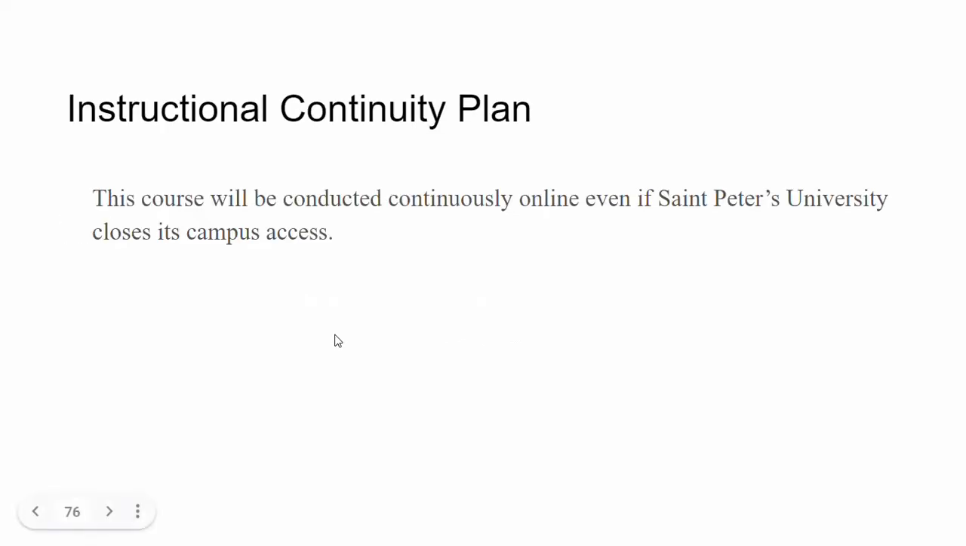And then school policies, right? The first one is the instructional continuity plan. This course will be conducted continuously online, even if St. Peter's University closes campus, because this basically is a remote class, so it doesn't matter whether they have their campus open or not.